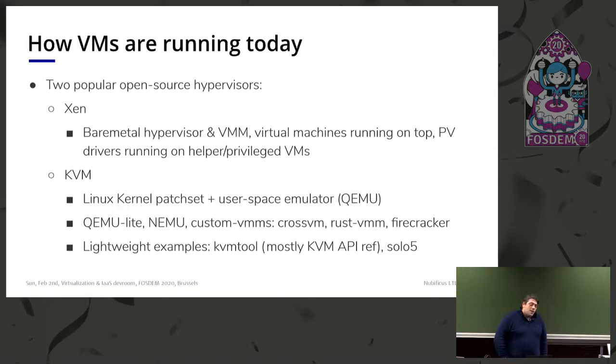So Xen is a bare metal hypervisor and VMM. There's no mode switches between the monitor and the hypervisor actually. KVM is a patch set. It's actually support for the hardware extensions using an emulator in user space. There have been approaches where people have been optimizing the VMM with QEMU Lite, with Cross VM, with Rust VMM, with Firecracker, with Solo 5, stuff with the HVT tender at least.